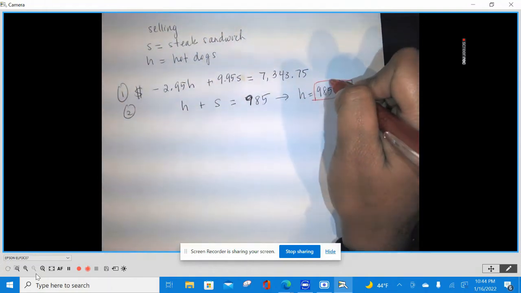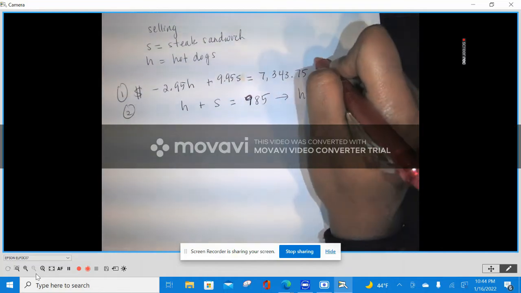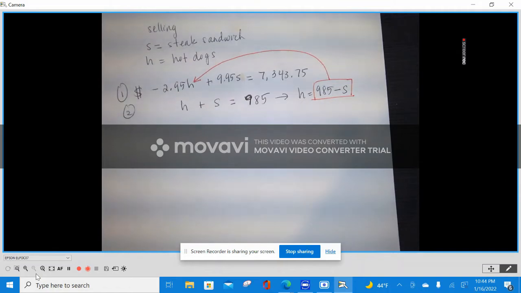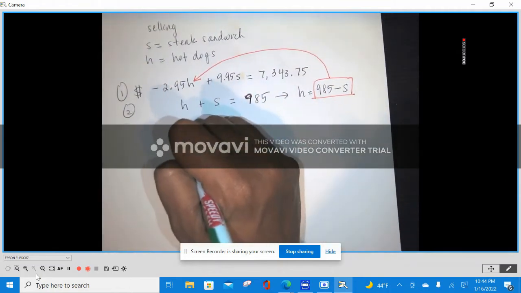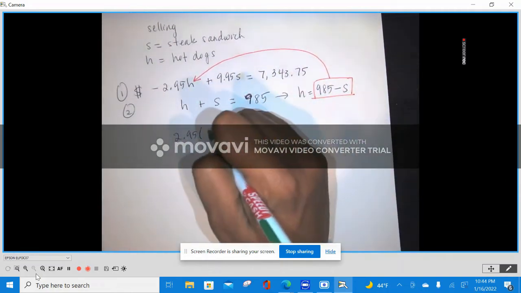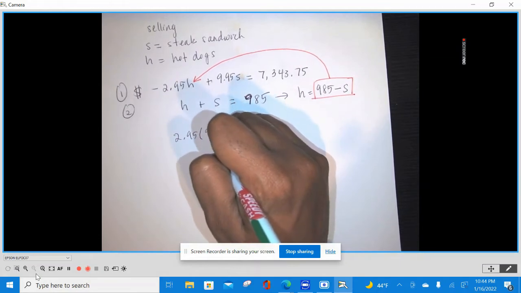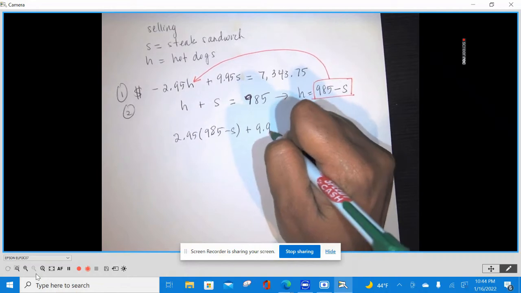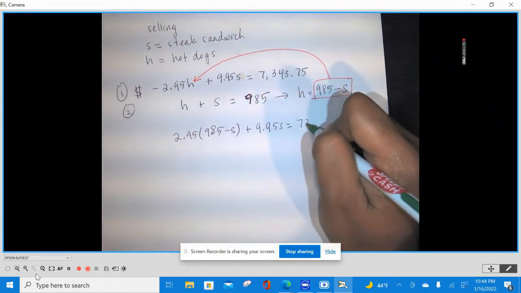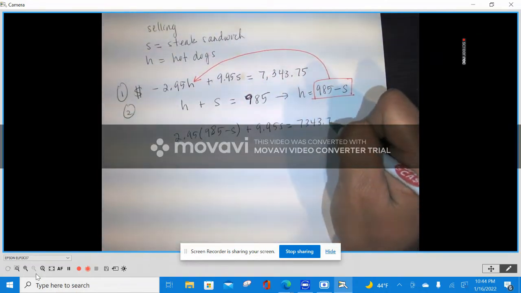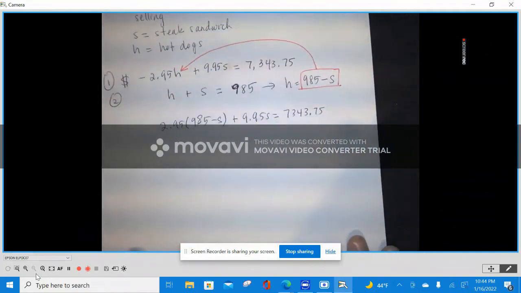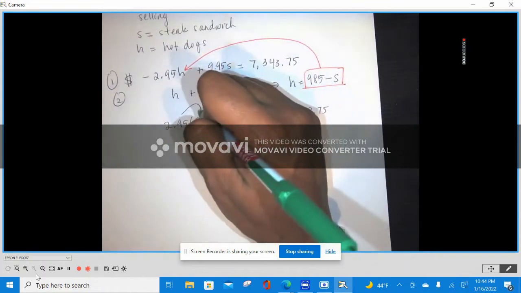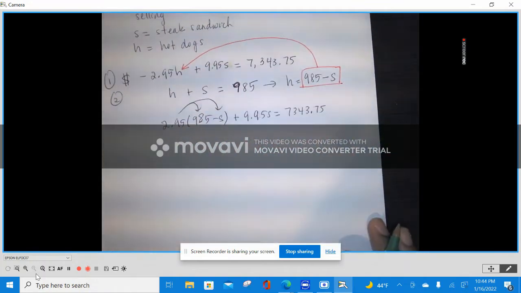But when I plug this expression in here, way over here for H, what's going to happen when I do my substitution is I realize that, oh my goodness, the H is actually going to be gone and everything is in terms of S. And now that that happens, I can solve for S. So I'm going to take the 2.95 and I'm going to multiply it through the parentheses. Everything will be in terms of S.